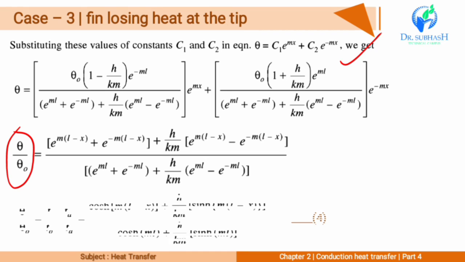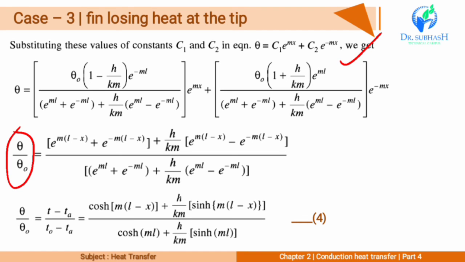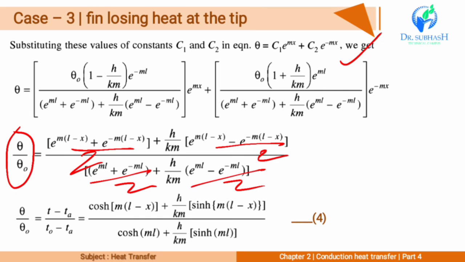to minus ml. We know that theta upon theta 0 is equal to T minus Ta upon T0 minus Ta, is equal to cos hyperbolic m into L minus x plus h by km sin hyperbolic m into L minus x whole divided by cos hyperbolic ml plus h by km sin hyperbolic ml. Say equation number 4. We get the equation number 4 by just dividing the denominator and numerator by 2, so that it converts into the hyperbolic functions.